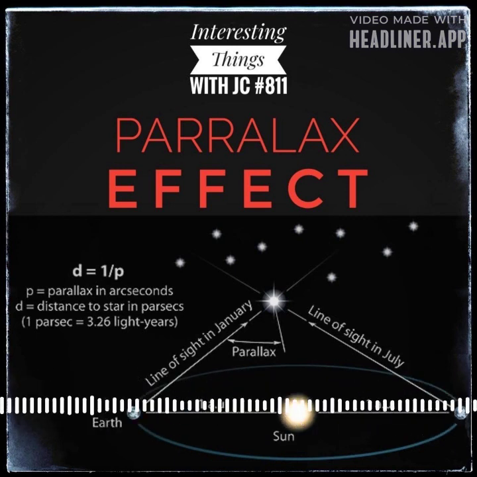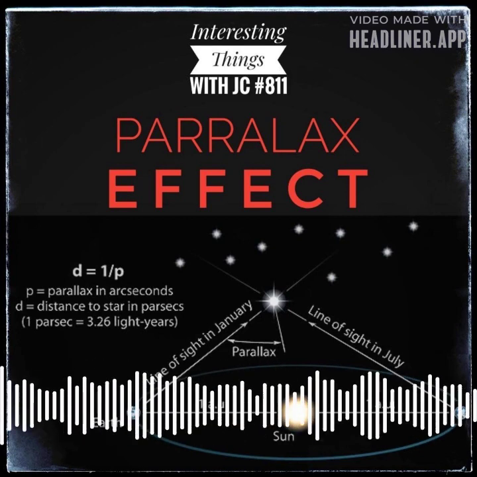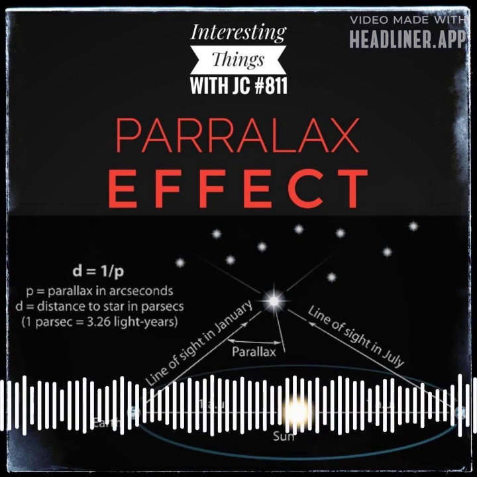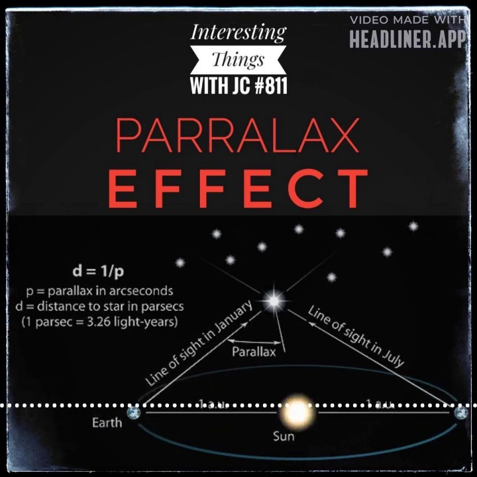It does have limitations because the angles involved become very small for things that are very far away, and it makes it then difficult to measure their distances using this method. Other techniques like the use of standard candles and spectroscopy are employed for estimating the distance of stars and galaxies that are much farther away.